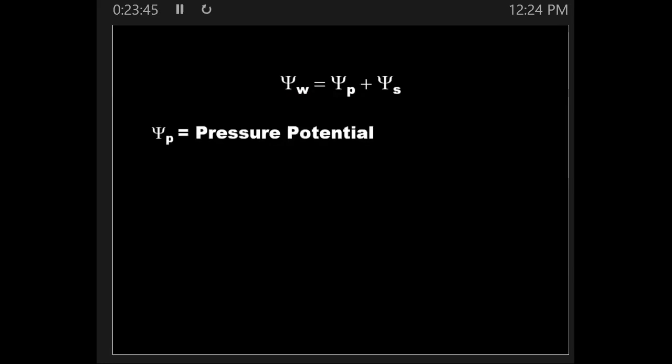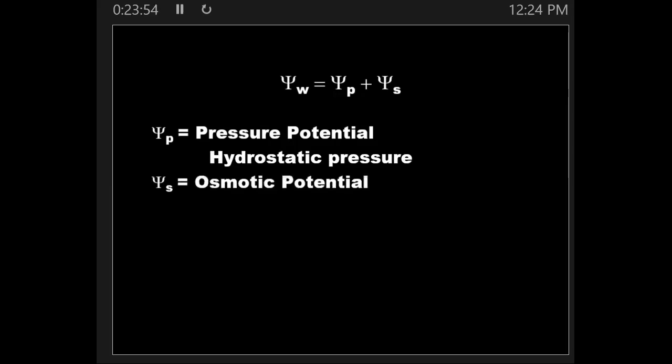And really, when you think about plants, you're thinking about water movement, so hydrostatic pressure, water pressure. Psi sub S is the osmotic potential. That is helping to describe how much solutes might be dissolved in that water. So you have to think about that. So again, this is going back to the idea that you have to think about a concentration gradient and a pressure gradient in order to determine water potential.